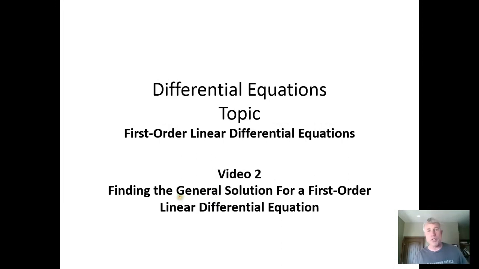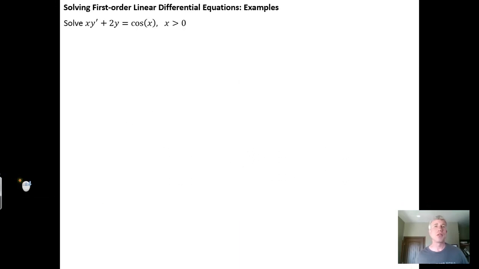So in this video we're going to find the general solution for a first order linear differential equation. So we have the first order linear differential equation given by x y prime plus 2y equals cosine x. Remember, a first order linear differential equation is going to have the form a of x y prime plus b of x y equals some function of x. And so this meets that form with a of x equal x, b of x equals 2, and c of x equals cosine x.